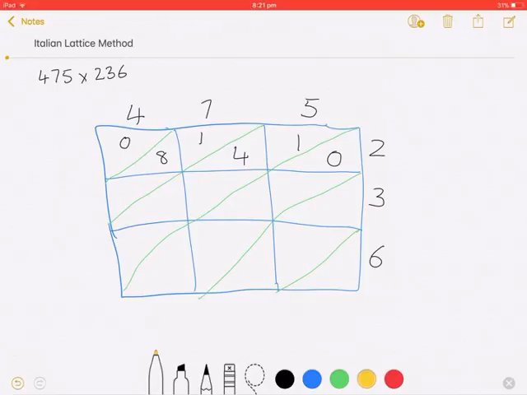The next one, we go 4 times 3. That's that 4 up there times the 3. It's a bit hard when they're a bit further away. 4 times 3 is 12. And the next one is 7 times 3, which is 21. So I write the number 21 there. My next one is 5 times 3, which is 15. So I write the number 15, 1 and a 5.